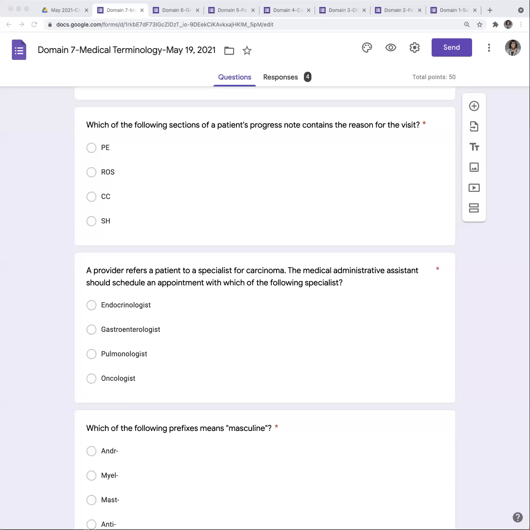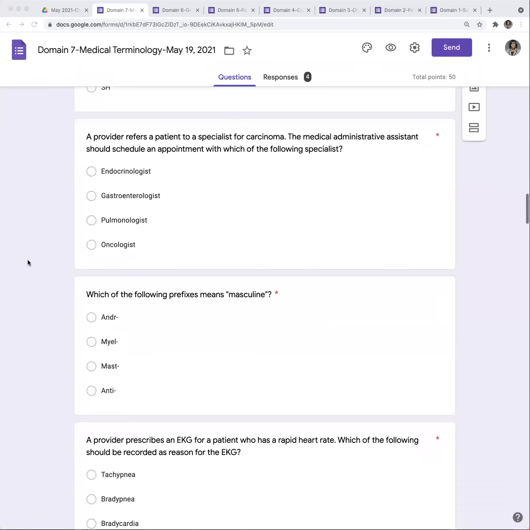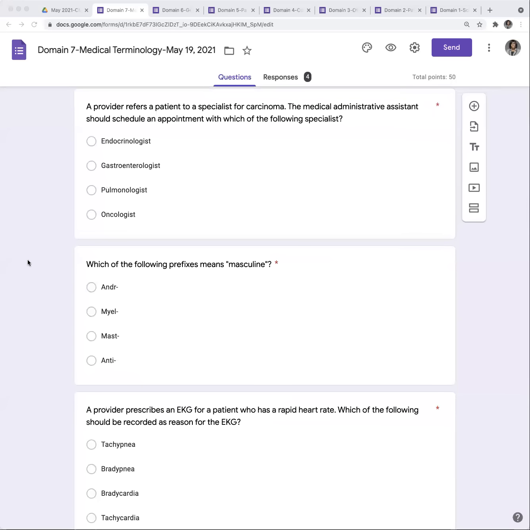And that is the chief complaint. All right, next up, a provider refers a patient to a specialist for carcinoma. Which specialist would that be? Oncologist. It would be the oncologist.